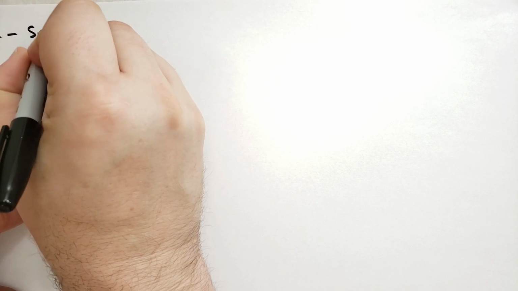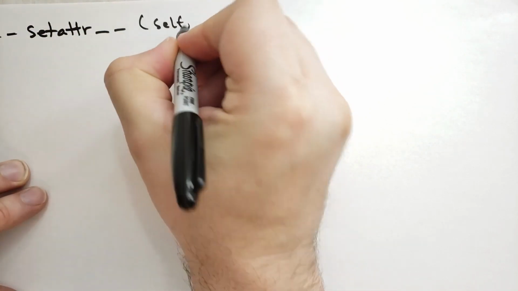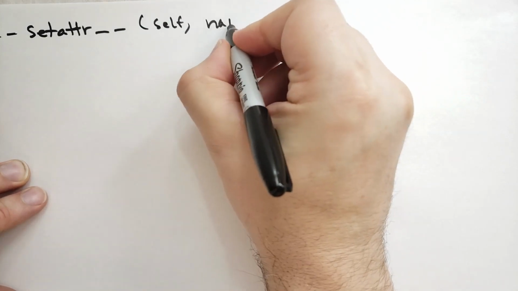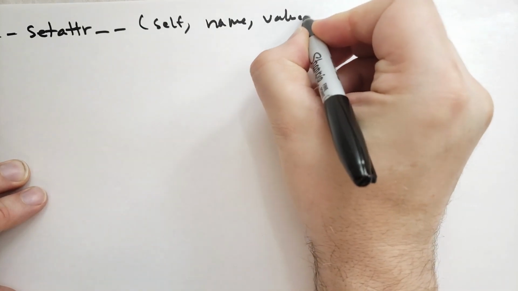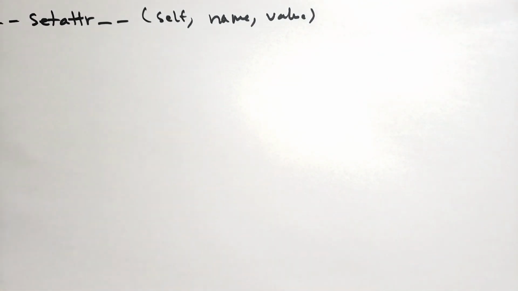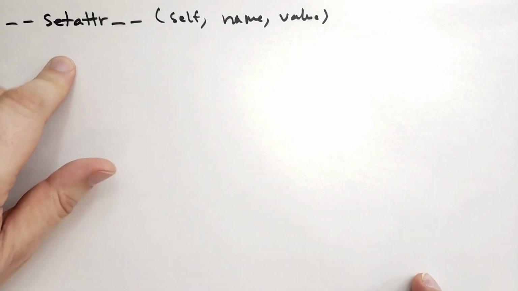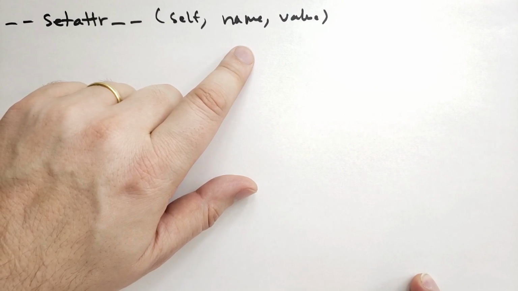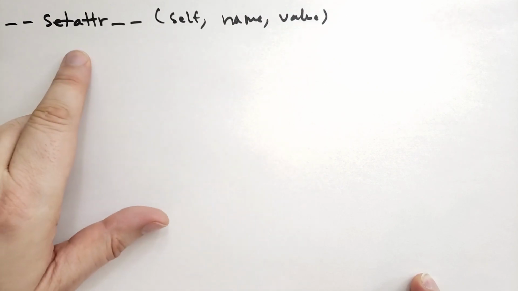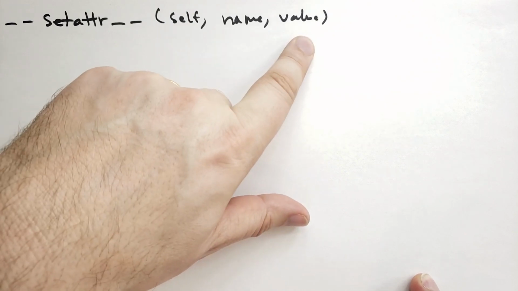The next special method you might use is called setAttr. This one takes the object itself, it takes the name of the attribute, and it takes a value. I used to use this a lot before there were descriptors. Now I don't use it at all. I don't think I've used it at all since descriptors have come online. The way this works is when you go to assign any attribute, whether the attribute is already in the dictionary or not, it doesn't matter. It's going to pass in the name of the attribute and the value.